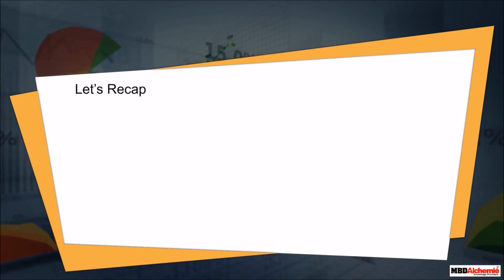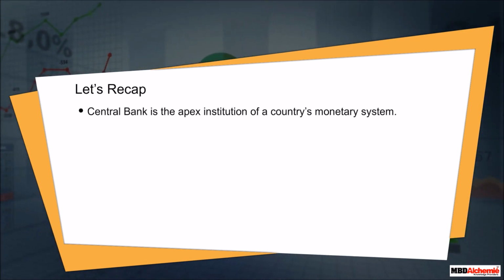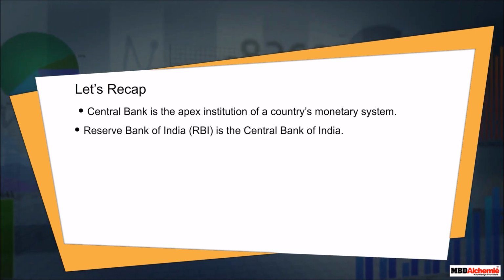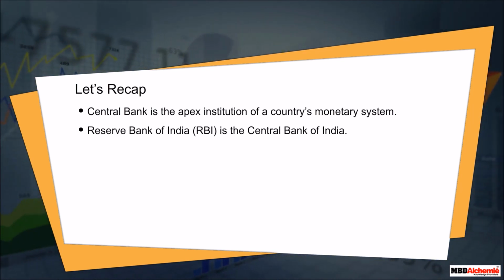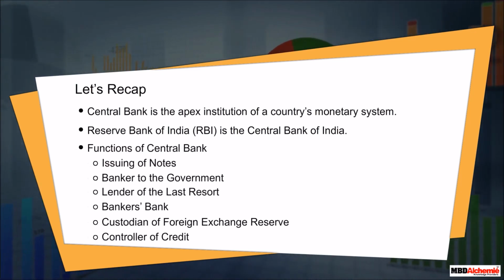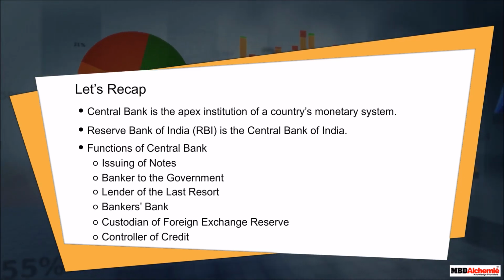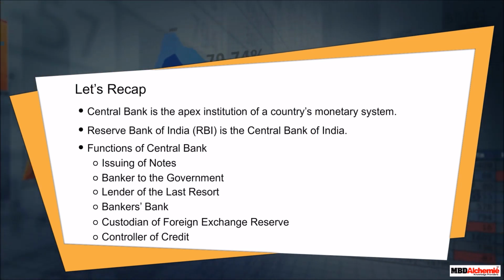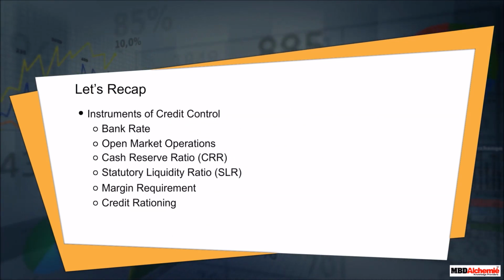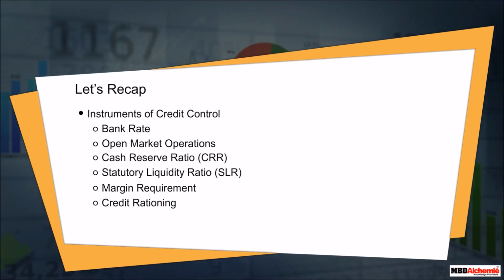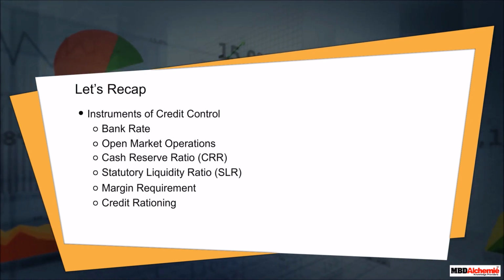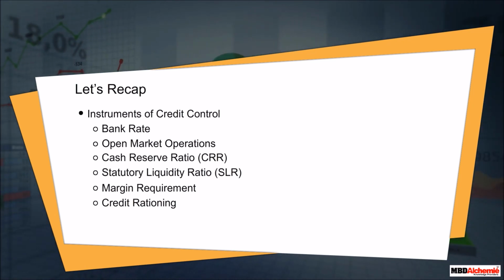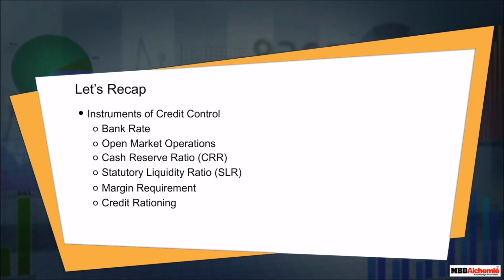Now let's recap. Central bank is the apex institution of a country's monetary system. Reserve Bank of India or RBI is the Central Bank of India. Functions of central bank. Issuing of notes. Banker to the government. Lender of the last resort. Bankers Bank. Custodian of Foreign Exchange Reserve. Controller of Credit. Instruments of credit control are bank rate, open market operations, cash reserve ratio, statutory liquidity ratio, margin requirement and credit rationing.